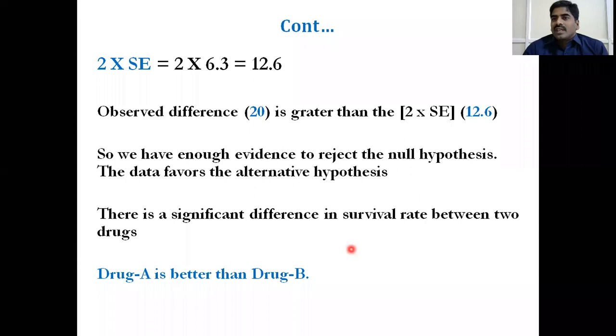Suppose we get not statistical significance. That means, for example, in the case of drug A the survival rate is 80%, and in the case of drug B the survival rate is 78%. If the difference is not significant, that means both drugs are working almost the same, and the difference is only by chance, not because of drug A.